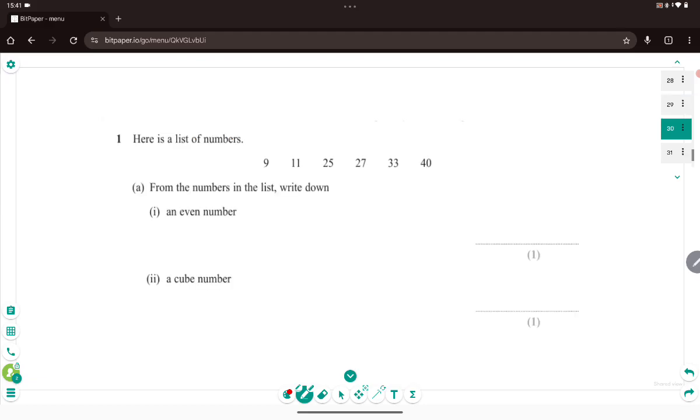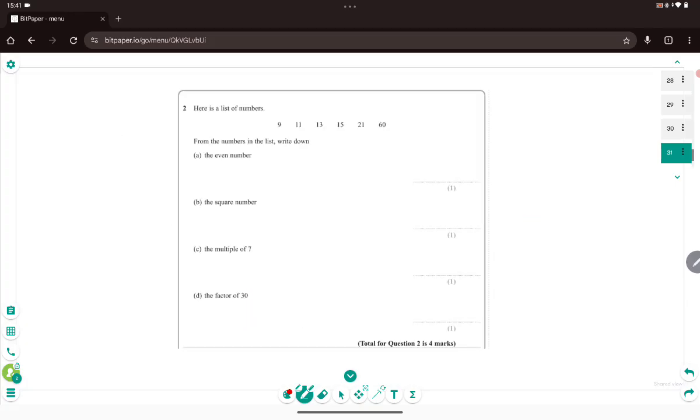From the numbers in the list, write down an even number. So an even number ends in 0, 2, 4, 6, 8. 40 ends in a 0. It is prime. Oh, they like this. 3 cubed is 27 here. 3 cubed is 27. 27 is our cube number again. An even number. 60 ends in a 0.